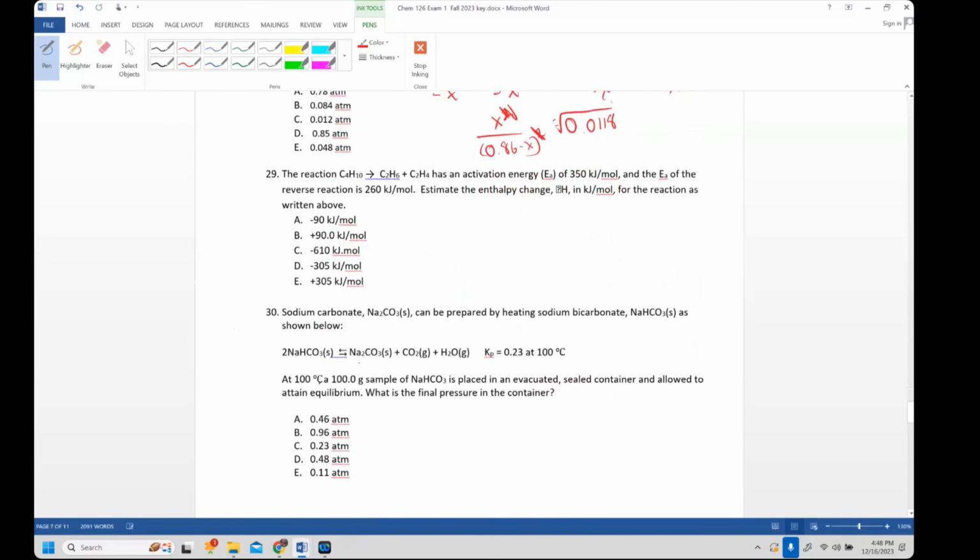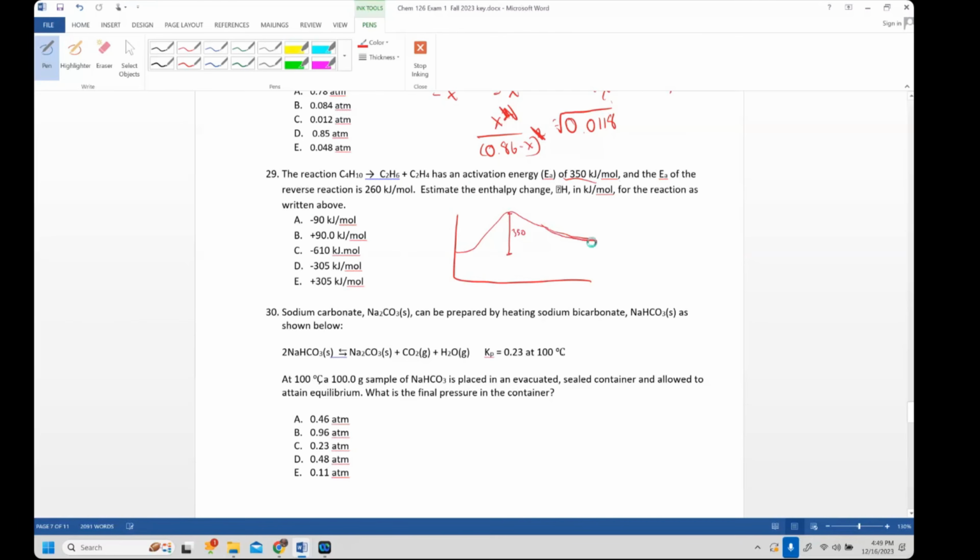All right, next, 29. So the reaction of C4H10 to C2H blah, blah, blah, all that has an activation energy of 350. And the EA of the reverse reaction is 260. Estimate the enthalpy change for the reaction written above. All right, the best way to approach this is to write an energy diagram. So the activation energy of the forward reaction, let's just do that, is 350. The EA of the reverse reaction is 260.